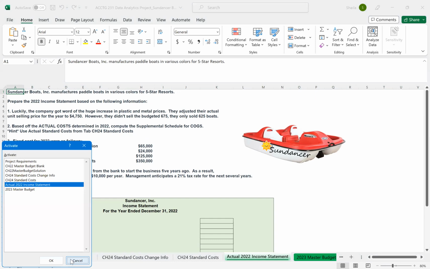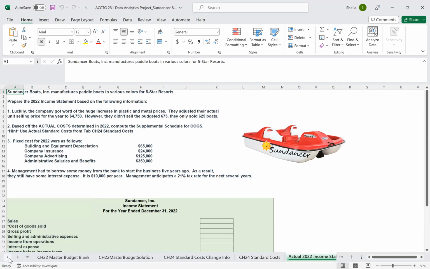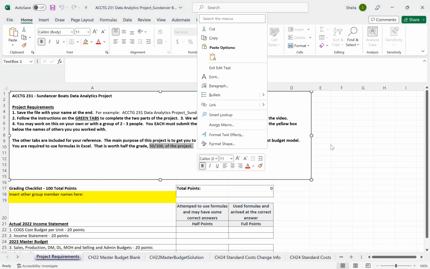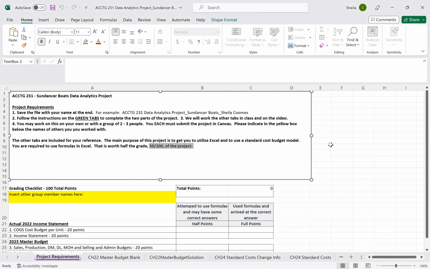Please also make sure that as you go through this, you keep in mind that half of the grade is really for just using Excel. Okay, so I'm trying to help you guys get a little bit of exposure. Some of you are going to be a little bit further along than others, and that's okay. But I want to get you some exposure to these tools that we can use in Excel.